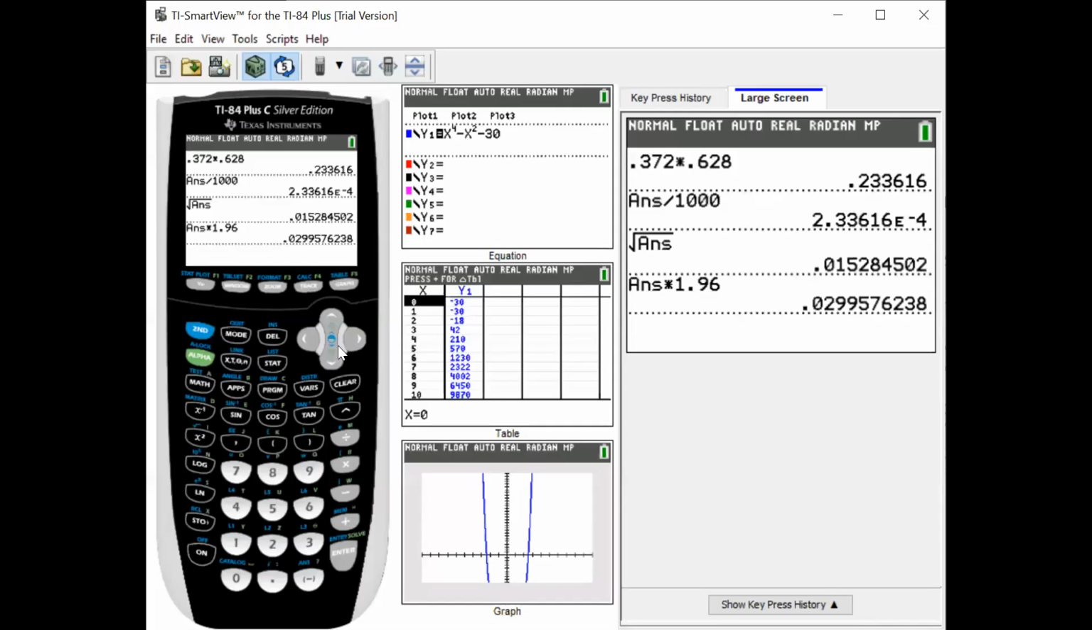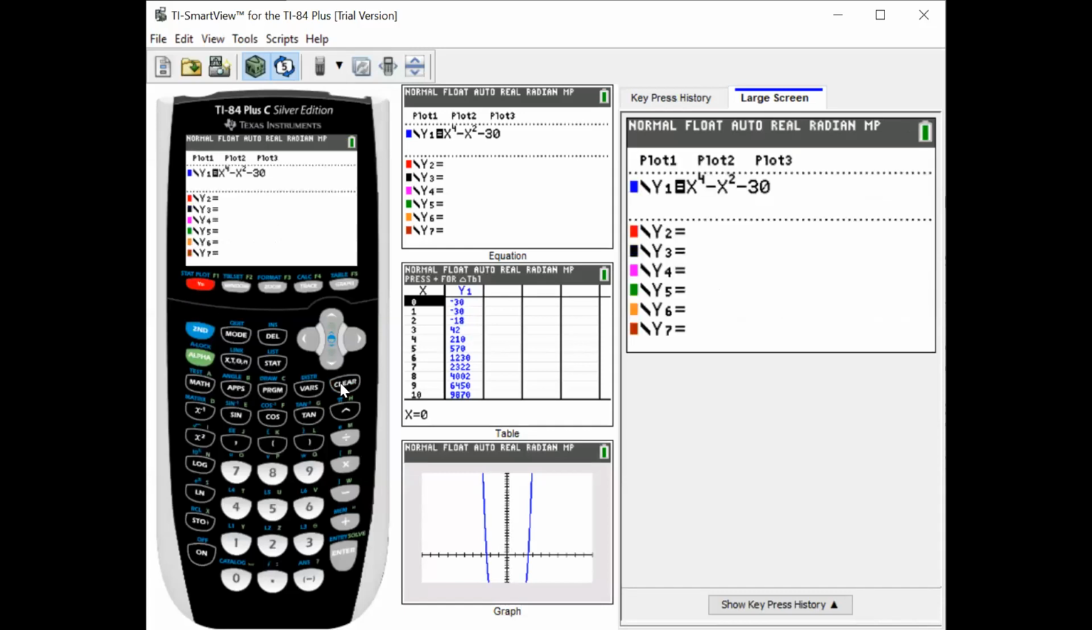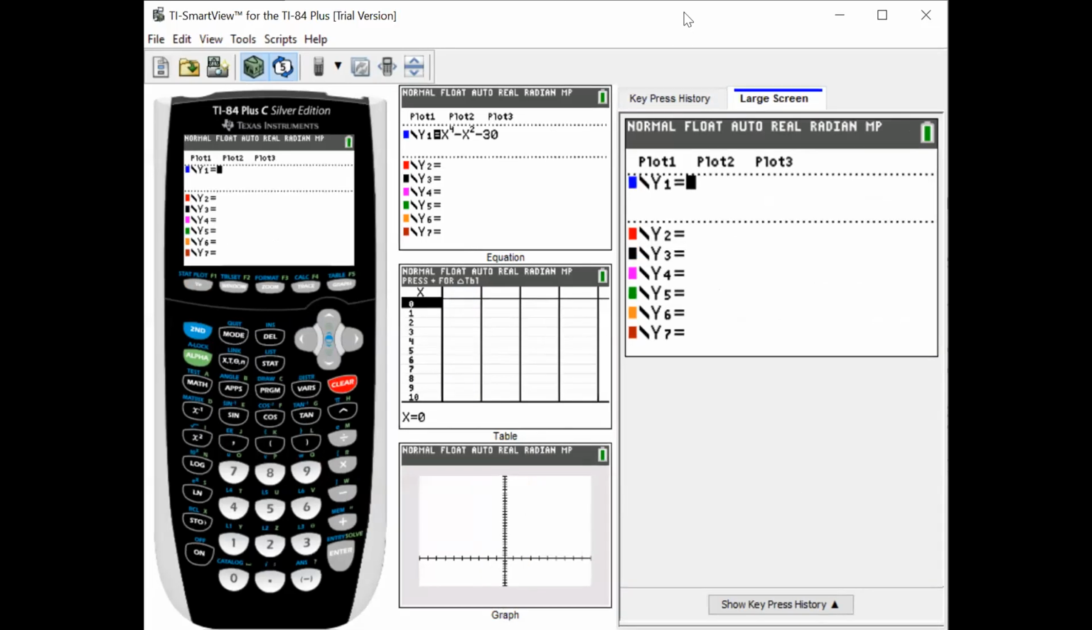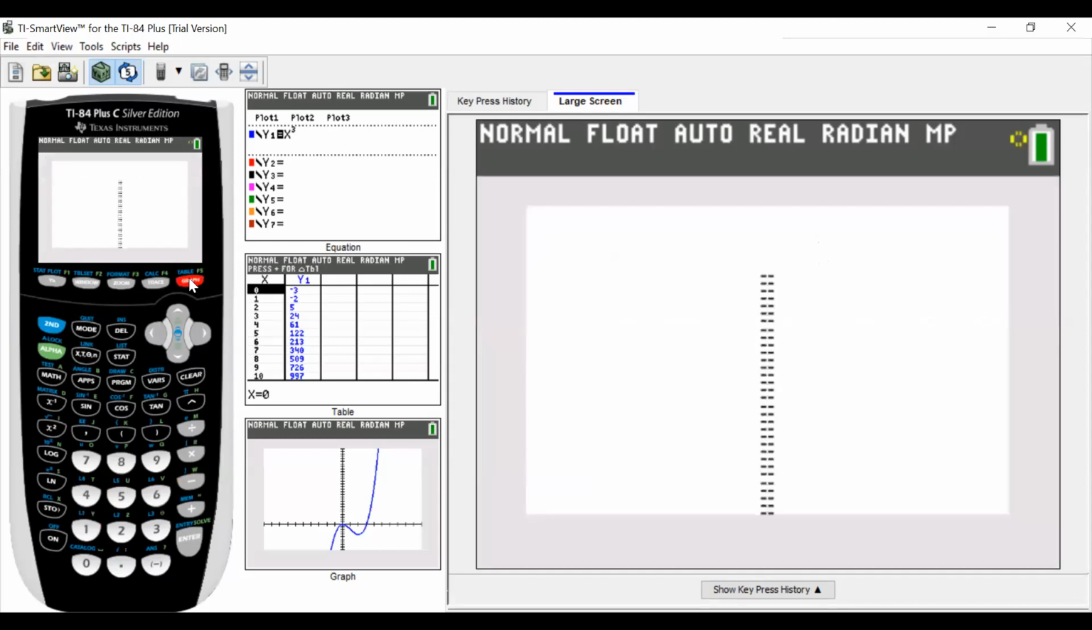All right, so now you should be able to see the screen that I see. I'm going to erase everything here and go to y equals, and keep in mind you are going to be typing in x cubed minus 3x squared, and then minus 5x minus 161. Then I'm just going to hit graph.